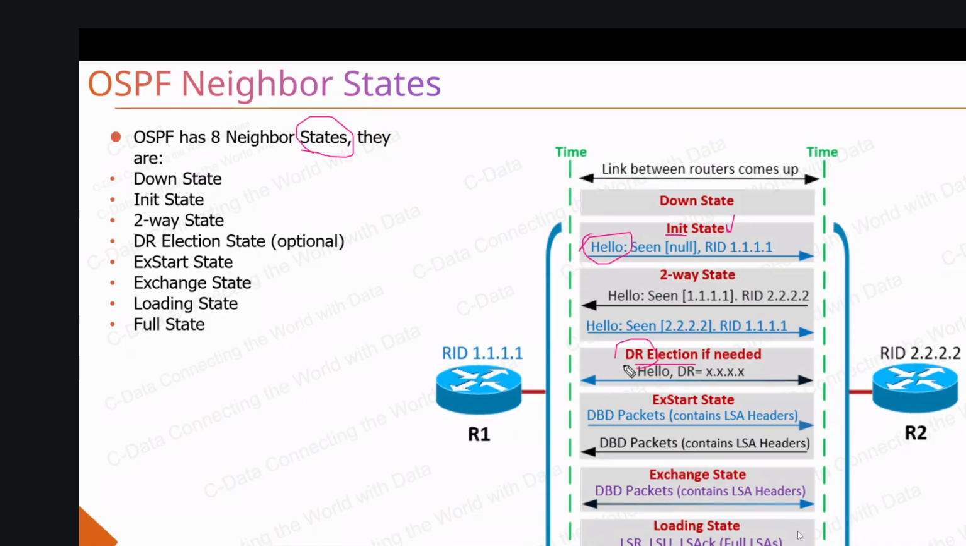So what is the DR election? The DR, as I said, in the backbone area, I have 2 routers. One is the master. Another one is the standby. The master one we call the DR, and the backup is the BDR. So in this case, which one is better to be the master? All these routers need to select. They want to know which one is better.